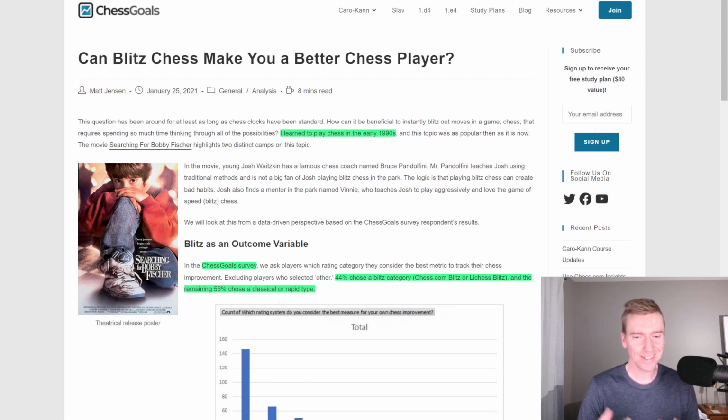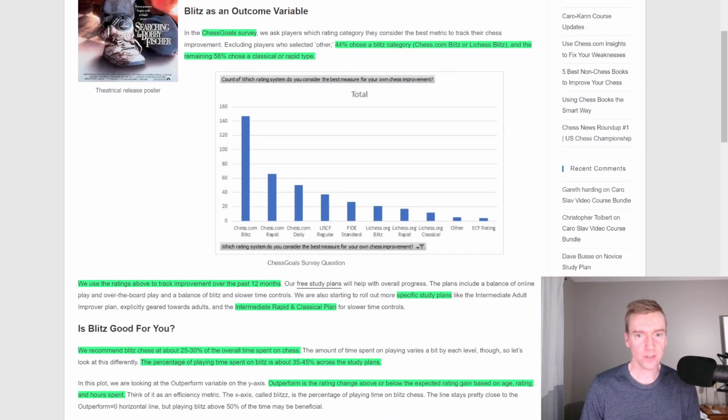So what I want to do is go through some data and actually figure out, okay, what does the data show based on other chess improvers? We have data from the Chess Goals survey. We had over 400 people take this survey, and we asked them, what percentage of the time do you do different chess activities? And let's figure out, what is the optimal amount of time to play speed chess?